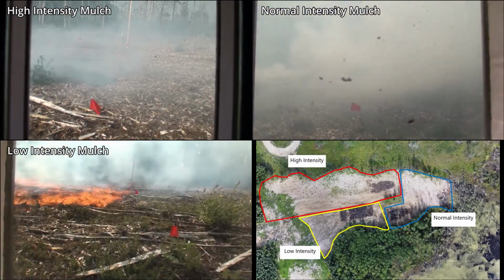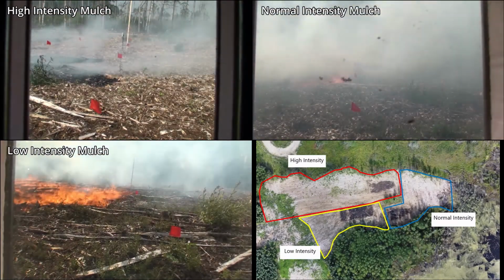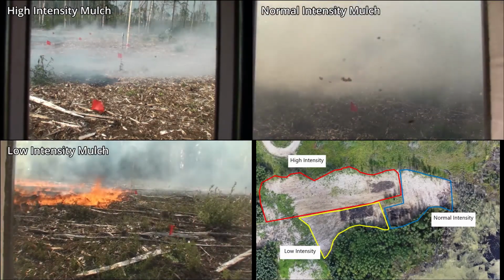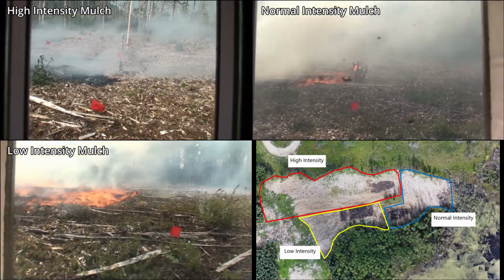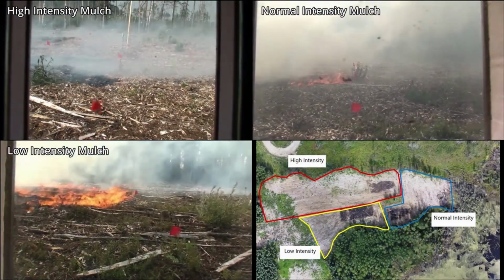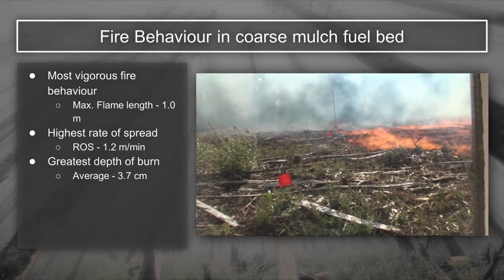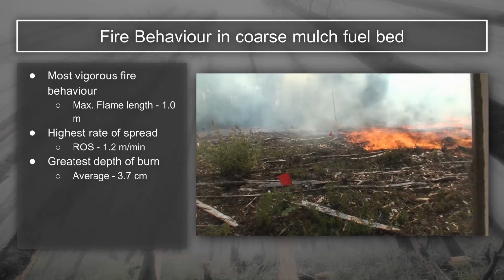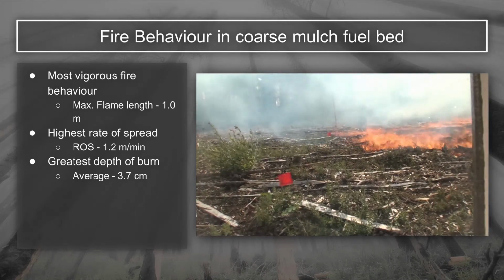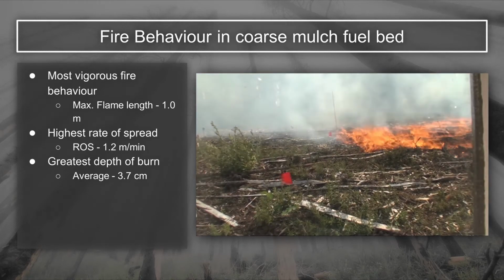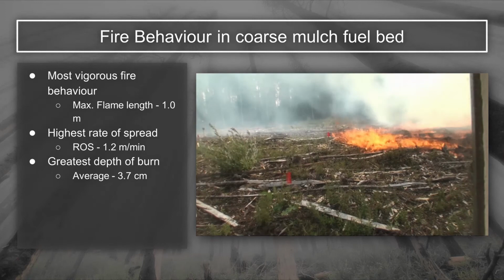Moving past the characterization of these unique fuels, our next objective was to observe and compare fire behavior in these distinct fuel beds. In these simultaneous burn trials, in the 3 fuel beds, there were some notable differences in fire behavior. Flame length, rate of spread, and depth of burn were measured and analyzed. We observed the most vigorous fire behavior in the coarse mulch fuels. We attribute the greater fire intensity and more rapid rate of spread to an undisturbed surface layer with greater continuity, which promoted more efficient fire spread.